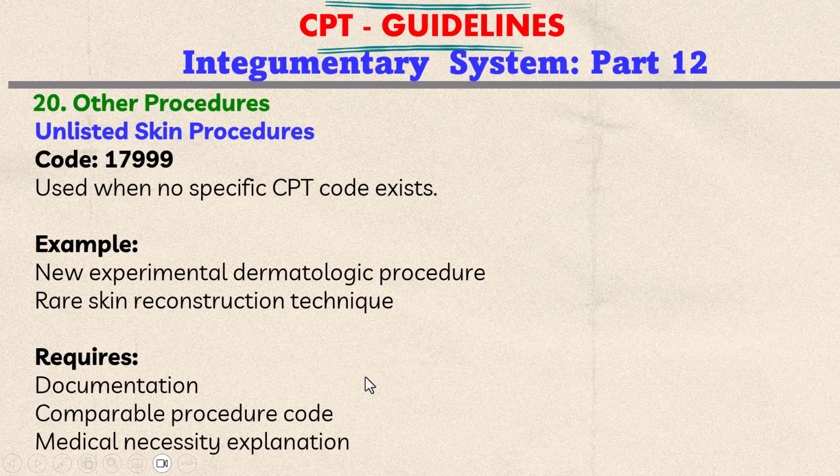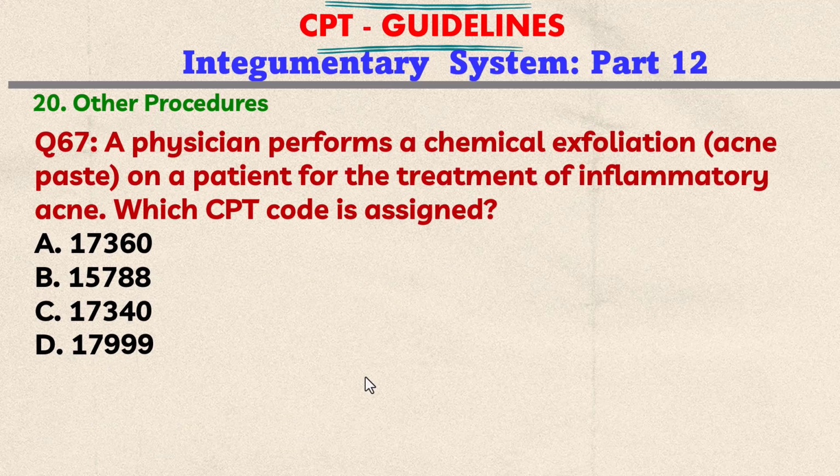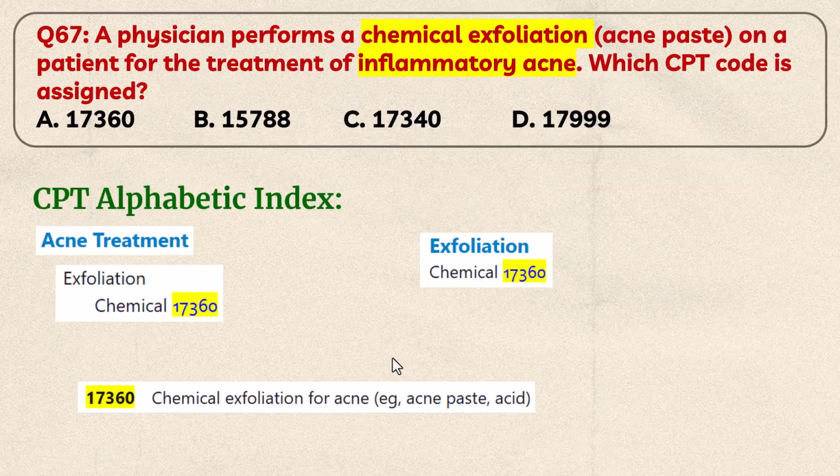So let's do some examples to understand these. Question number 67. A physician performs a chemical exfoliation, that is acne paste, on a patient for the treatment of inflammatory acne. Which CPT code is assigned? So there are 4 answers available. Find the answer. So here you have to highlight this is chemical exfoliation, inflammatory acne. So let's use the CPT alphabetic index method.